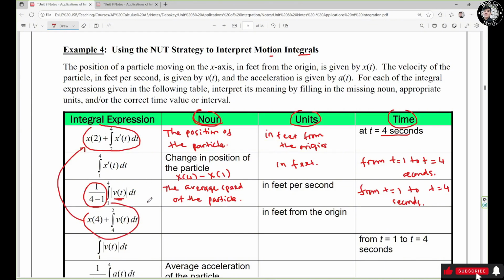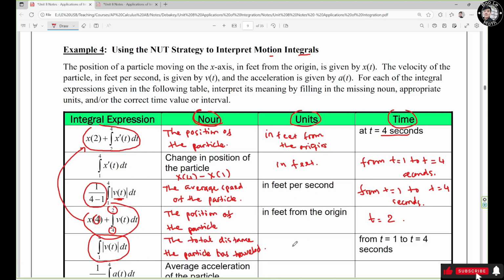So you need to say the position of the particle at t equals 2 right here. Remember, this guy and this guy must be the same. This one is the initial position, at t equals 2. Now look at this one right here. The absolute value of v of t is actually the total distance the particle has traveled, and the unit should be feet.